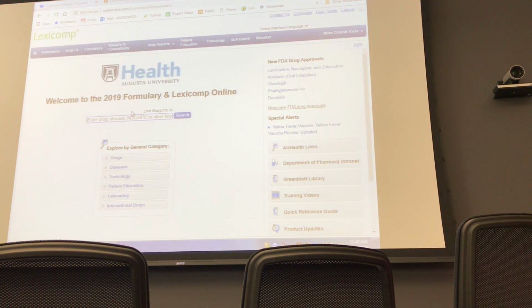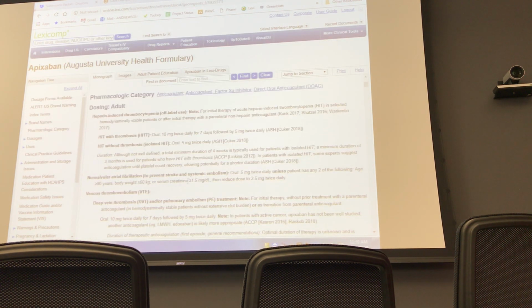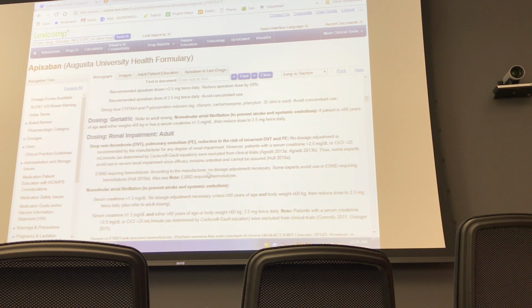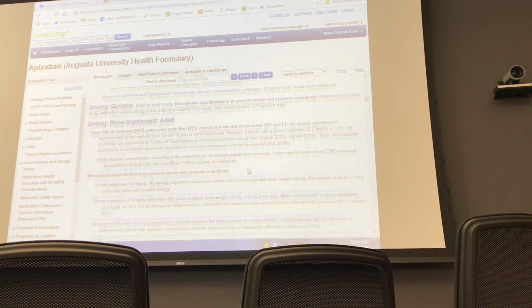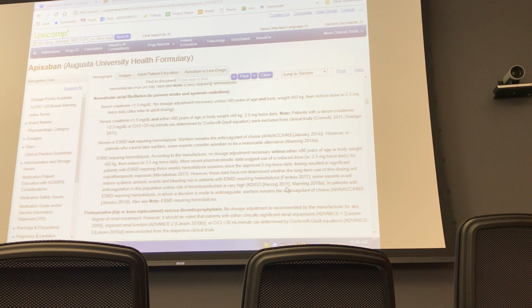What other factors do they have based on? I think there are multiple factors we need to make sure that we're going to drop it down to their other dose. So according to the guidelines, it says serum creatinine greater than 1.5 and either a body weight of less than 60 kilograms or greater than 80 years of age would decrease the dose to 2.5 twice a day. And the patient is not over 80 years of age and they weigh more than 60 kilograms.